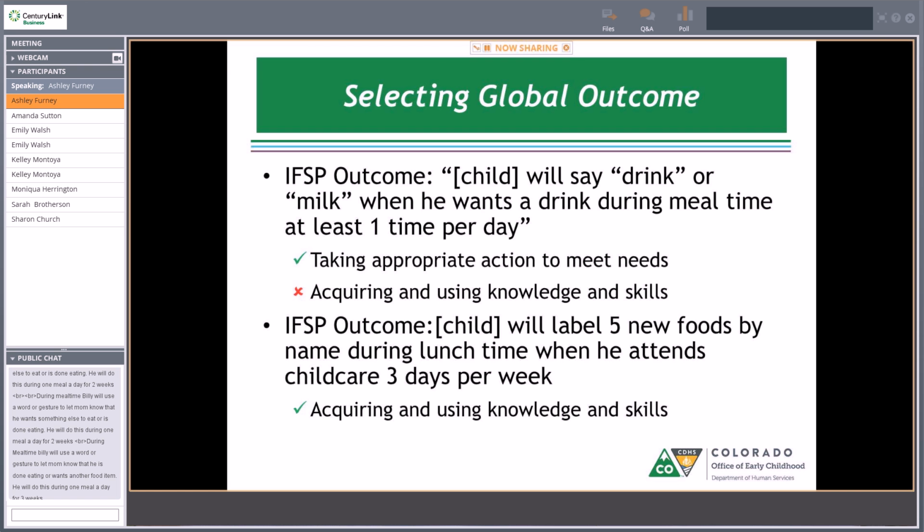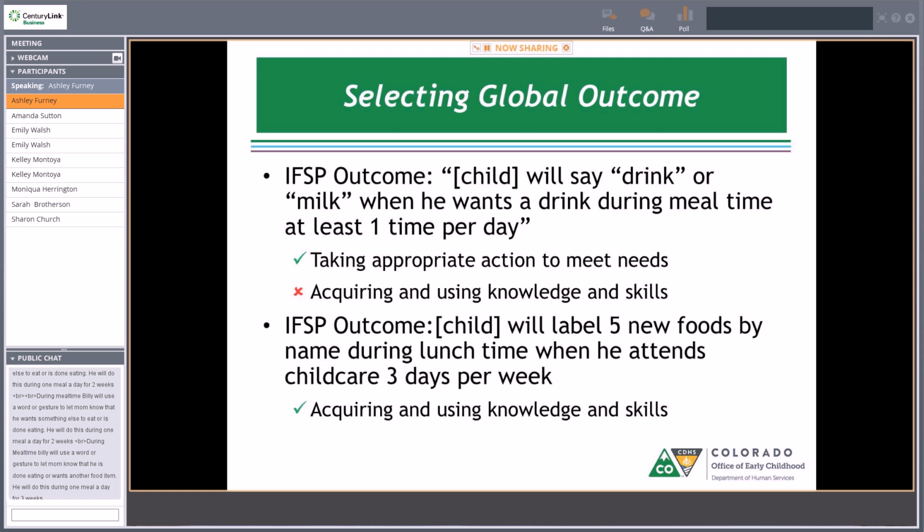And I think the reason Ashley had put these two together is that taking appropriate action to meet needs and acquiring and using knowledge and skills are the ones that we're seeing grouped together most often. And it even aligns in some way with the outcome she has here, in that it has to do with learning a new word to say, or using signs, gestures, however they're indicating it, that we know they need to learn in order to meet this outcome. But just to follow up on what Ashley said, you're really looking at the intent of the outcome.